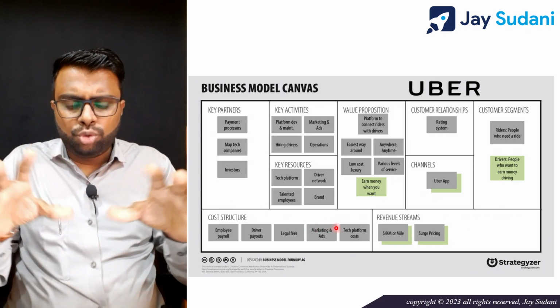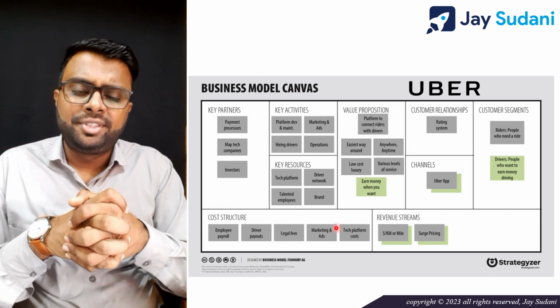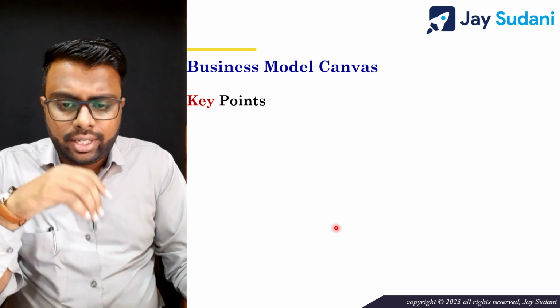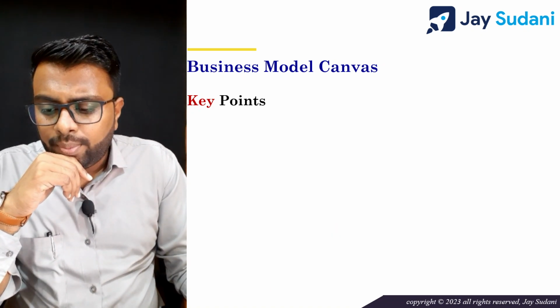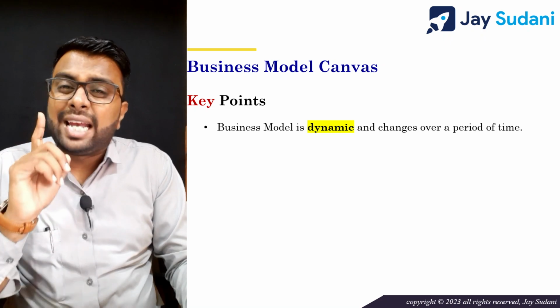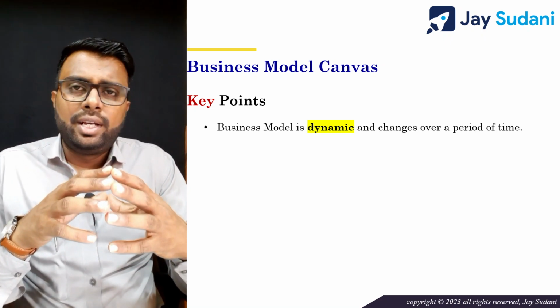So I hope you understood what all comes in the 9 elements or 9 blocks of the business model canvas. Now, some of the key points which I would like to highlight here, and I want you to be very cautious about. One is that the business model canvas is dynamic and it changes over a period of time. So it is not a fixed one.